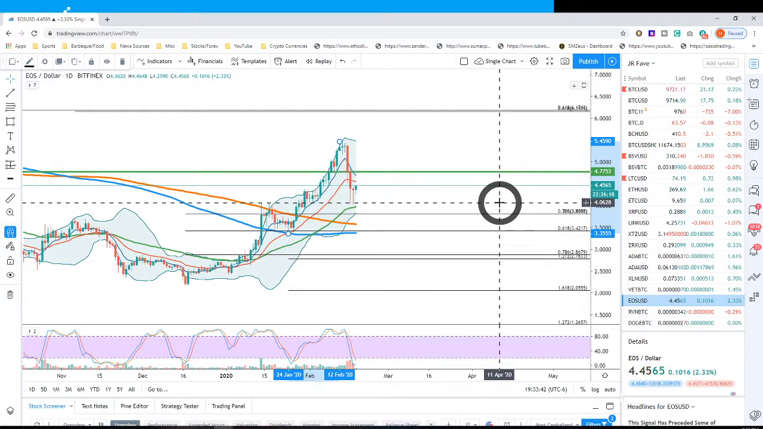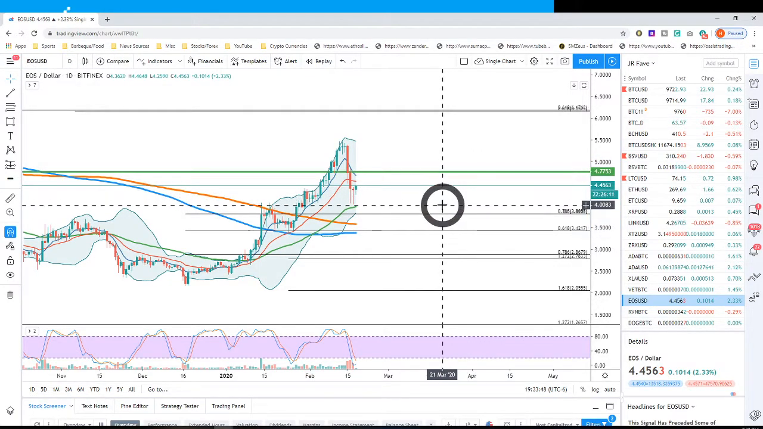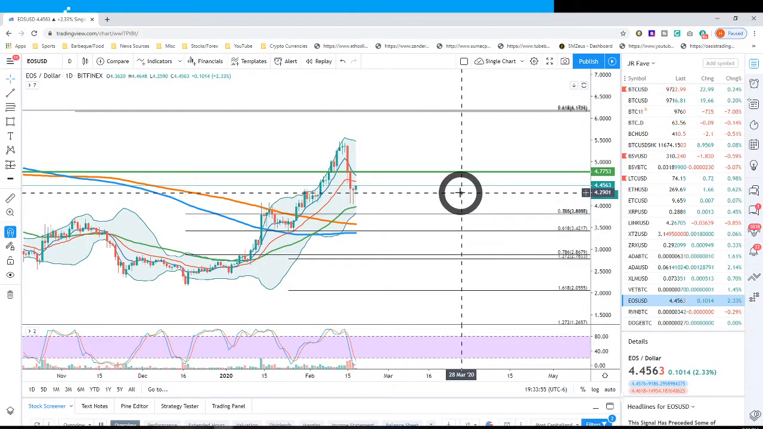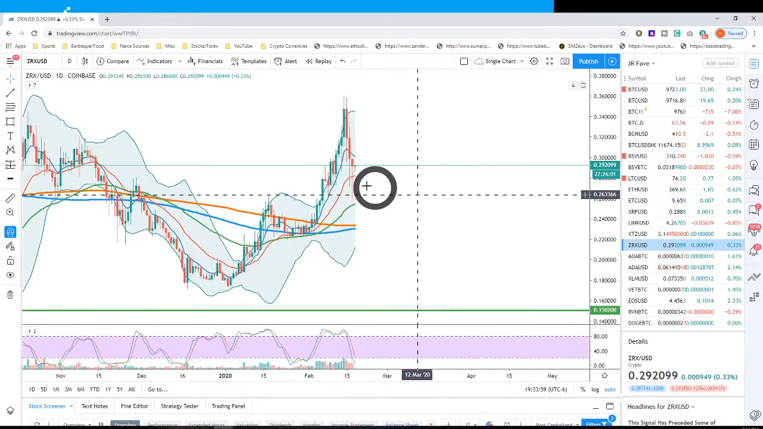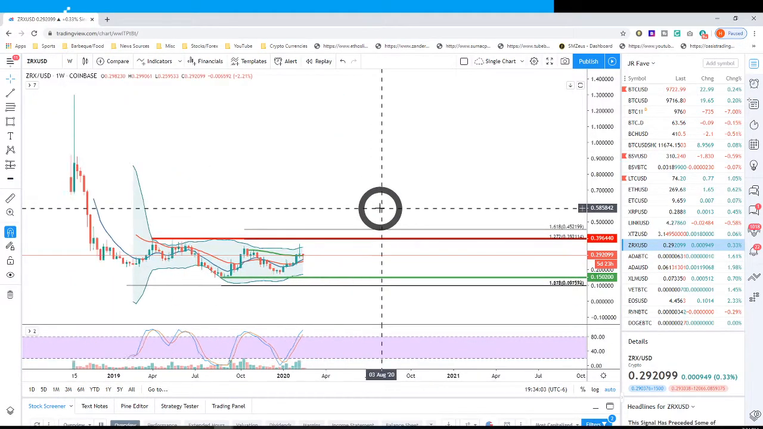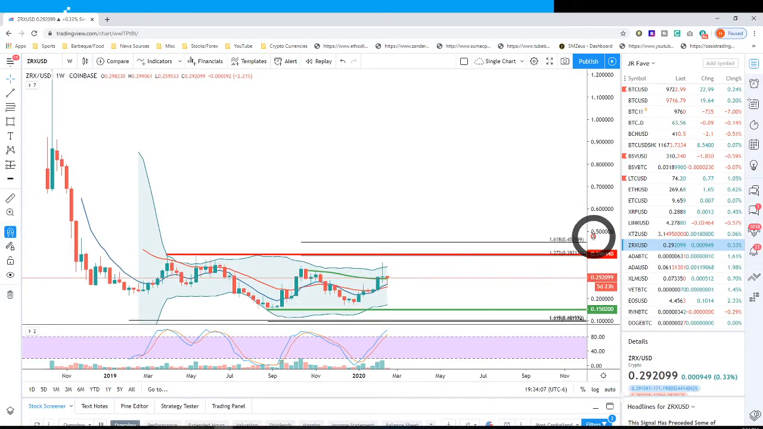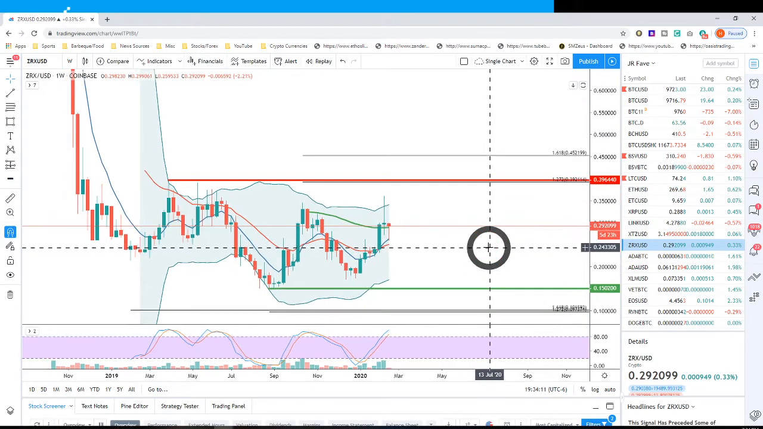All right, so that is EOS. Weekly view of ZRX. Let me go look. ZRX on a weekly. Okay. So you can see the same thing I'm looking at, right?